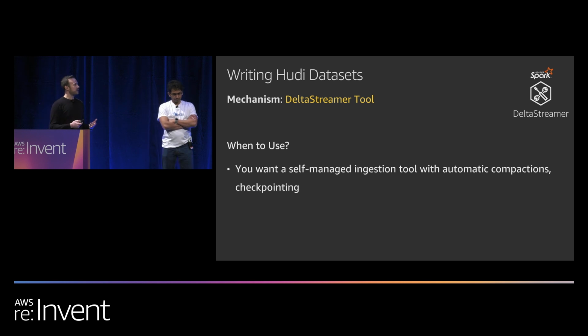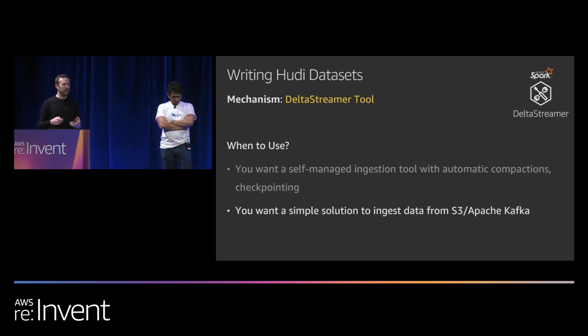In this case, using Delta Streamer is really helpful if you want a completely self-managed, codeless way of ingesting data. It will automatically handle data compactions. It'll also automatically handle checkpointing. So as you're looking at maybe ingesting data from S3, as Delta Streamer is running and ingesting new files, it's constantly checkpointing where it last left off. So if you have to turn the Delta Streamer off, then put it back on, it knows exactly where it left off. Additionally, if you want a codeless solution to ingest data from those two sources, Delta Streamer is a great solution for that.